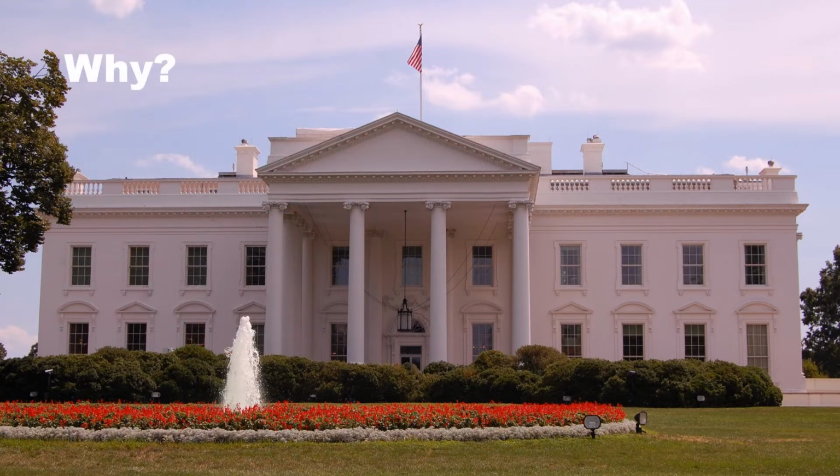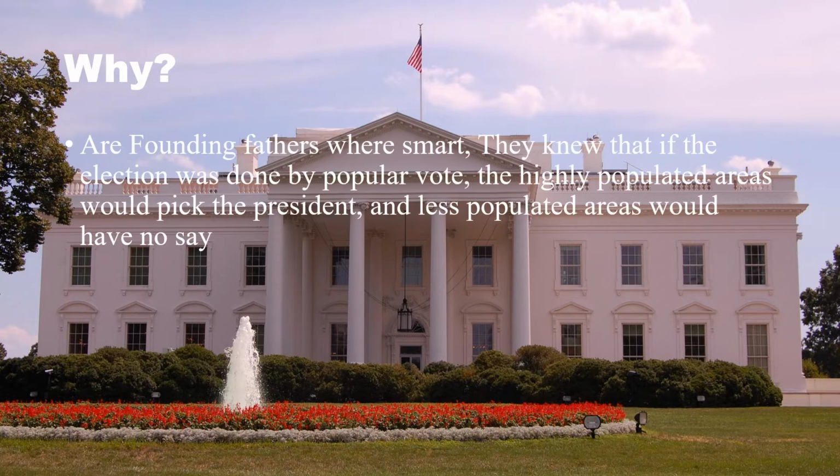Well, why do we have it this way? Well, we have it this way for several reasons. Our founding fathers were smart, and they knew that if the election was done by popular vote, the highly populated areas like New York would control the entire vote. So what they set up was an electoral vote system.